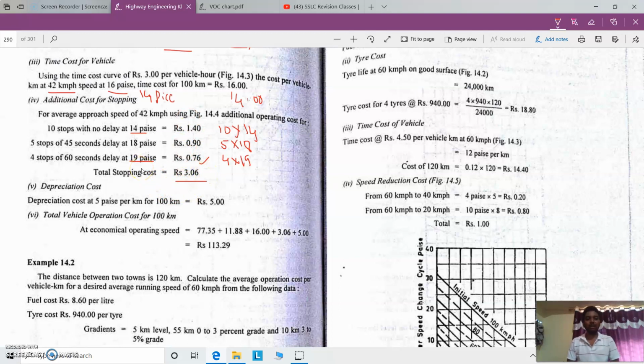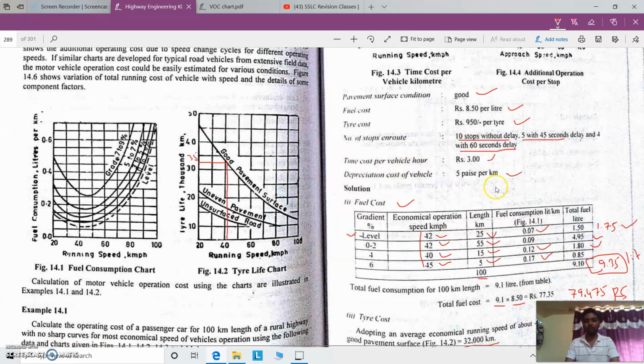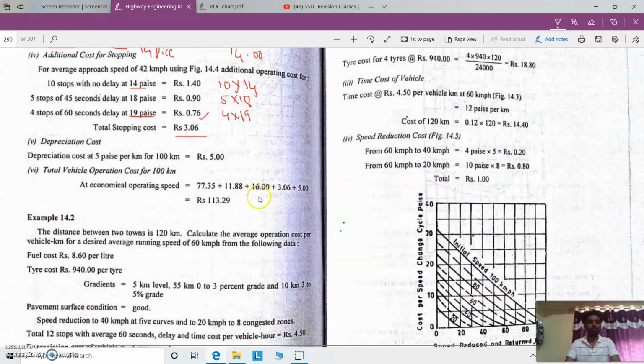That is the cost for additional stopping of the vehicle. And then the remaining is depreciation cost. This depreciation cost is given in the question as 5 paise per kilometer, and there are a total of 100 kilometers. 100 into 5 paise will be given as 5 rupees. That is the total depreciation cost.